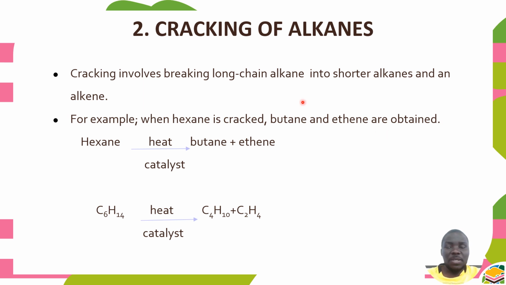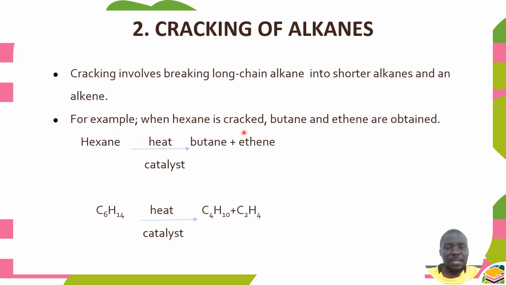We can also obtain alkenes through cracking of large alkanes. Cracking involves breaking long chain alkanes into shorter alkanes and an alkene. So we can obtain an alkene through the cracking method, which is also one of the important processes in fuel production.